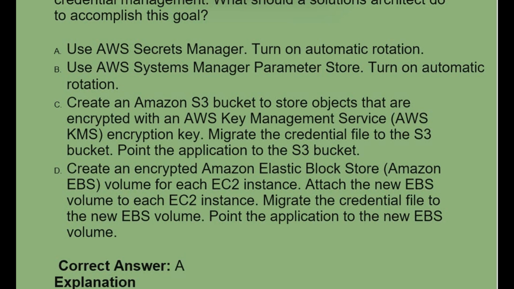Option D, create an encrypted Amazon Elastic Block Store (Amazon EBS) volume for each EC2 instance. Attach the new EBS volume to each EC2 instance. Migrate the credential file to the new EBS volume. Point the application to the new EBS volume. Correct answer is option A.